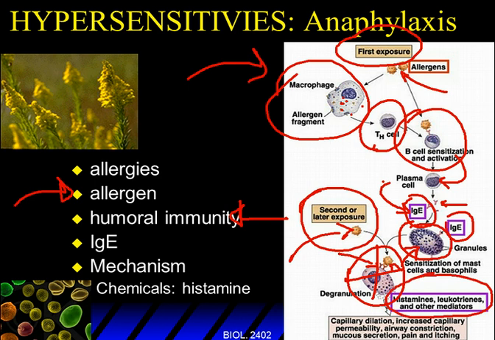Really severe inflammation. Okay? Redness, swelling, pain and discomfort, heat, but in addition you get airway constriction, mucus secretion, closes up your airway if it's a respiratory allergy, or you can have hives on your skin if it's an ingested allergy.